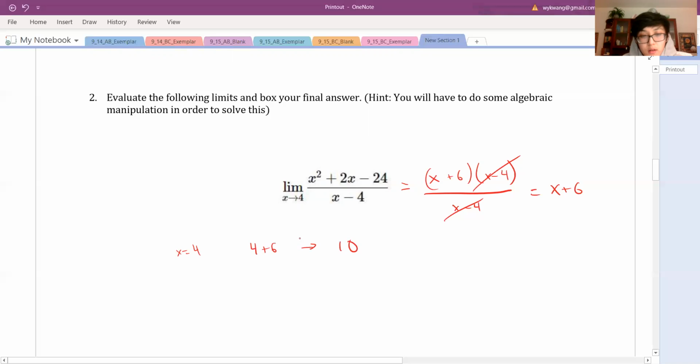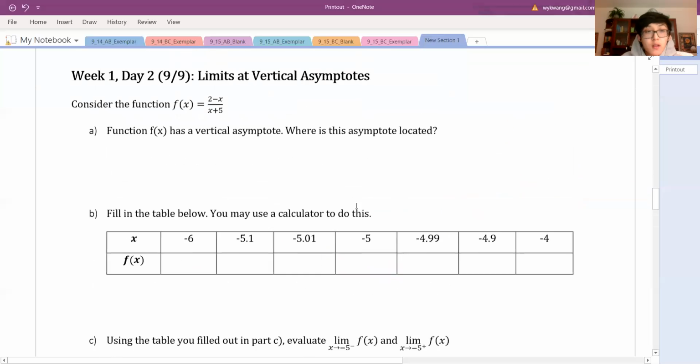So I'll make this more obvious. The limit as x approaches 4 of f of x equals 4 plus 6 equals 10. Here we just factored it, algebraically manipulated it, and plugged in 4, got our answer.